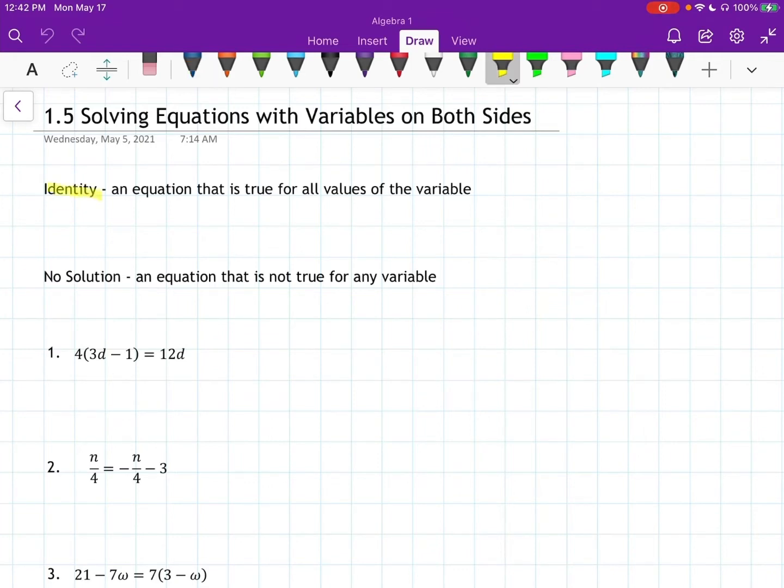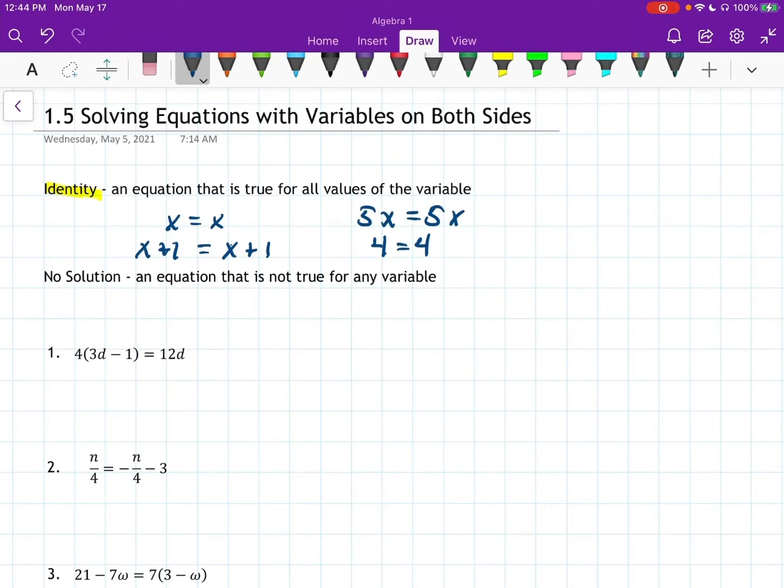We have an identity, an equation that is true for all variables. That would be something like if I told you x equals x. You'd say, well, yeah, of course it does. Similarly, we could say x plus 1 is x plus 1, or 5x is 5x, or just plain old 4 equals 4. Those are all identities. So if you're solving an equation, and in the middle of it you see the same thing on the left and right side, then that's probably an identity.